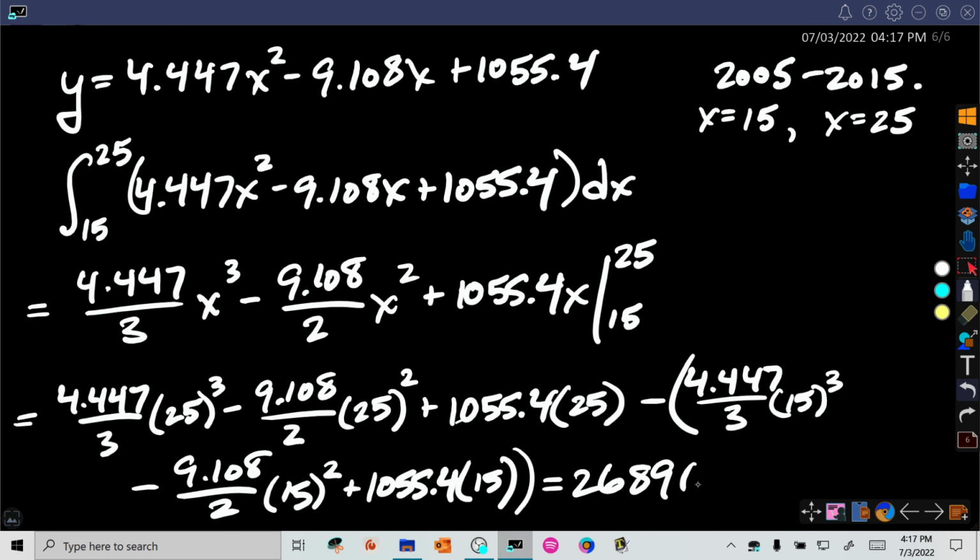And then you can actually determine what this is going to be: 26,891. Which, by the way, is in billions of dollars. So if I've got thousands of billions, that would be trillions. So this is 26,891,000,000,000 over the span of that 10-year period from 2005 to 2015. That's how much is estimated to have been spent on healthcare, which is, I don't know if you know how big $1 trillion is, but it's a lot.